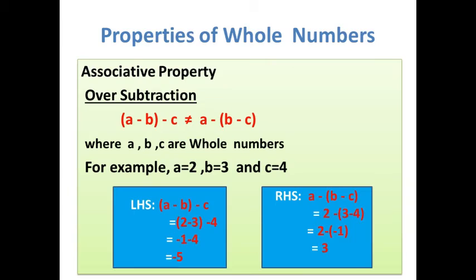So we can see that LHS and RHS are not the same. Hence associative property does not apply over the subtraction of whole numbers. Even in natural numbers we have seen it was not applicable for subtraction and division. So here also for subtraction it is not applicable for whole numbers.